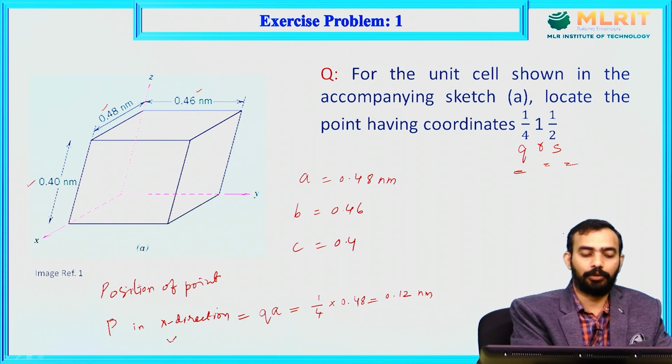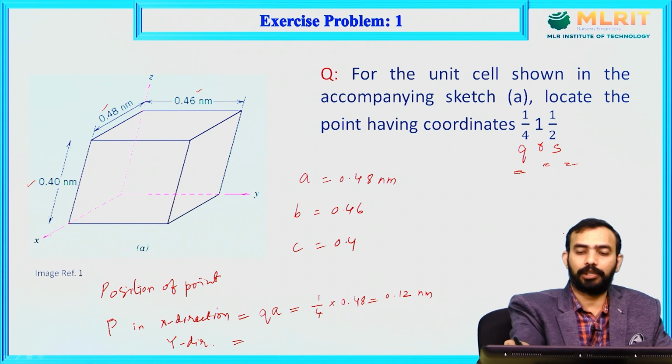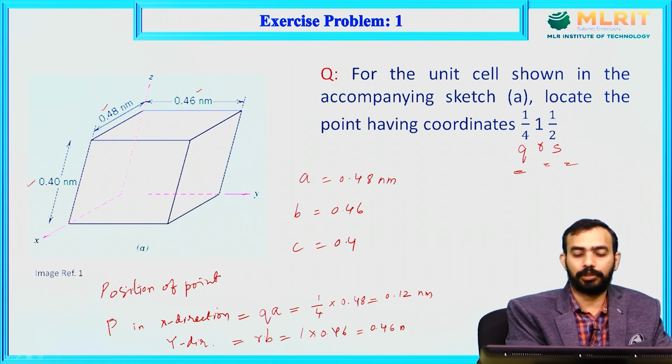And similarly in the y direction, what is the fractional multiple? That is r. What is the edge length? That is b, rb. So what is r? 1 multiplied by 0.46. It is nothing but 0.46 nanometers.